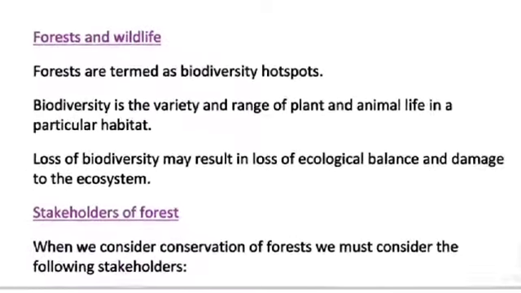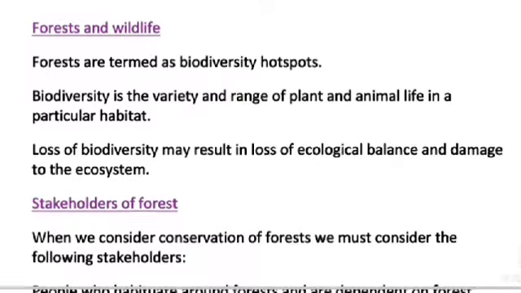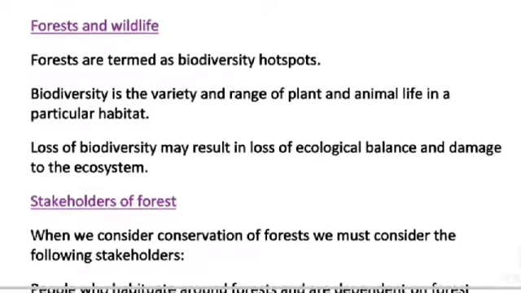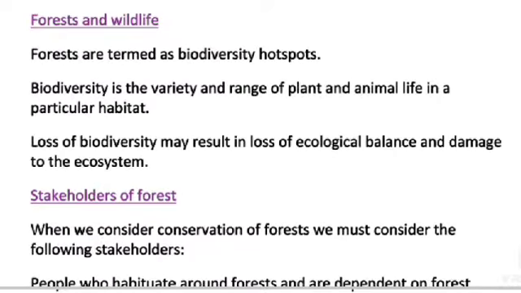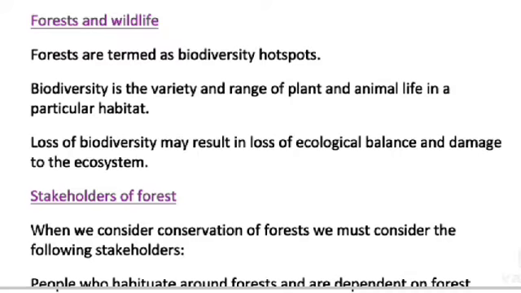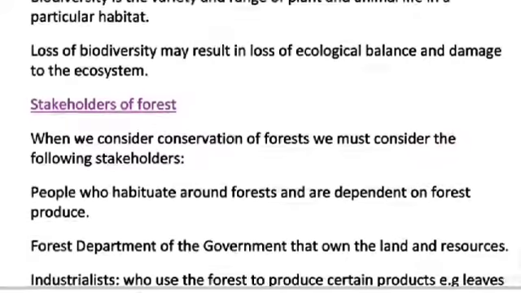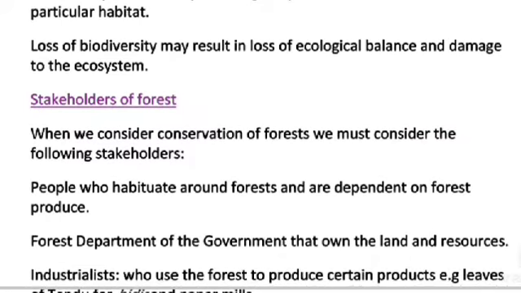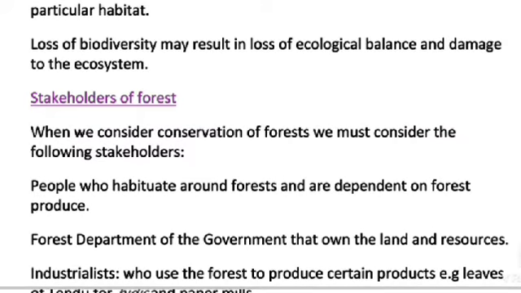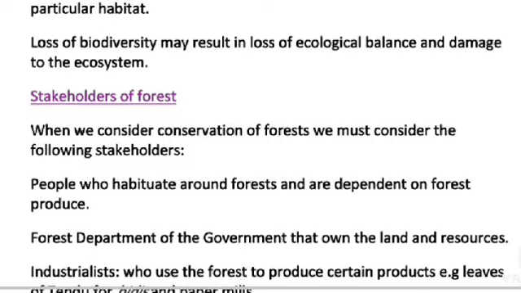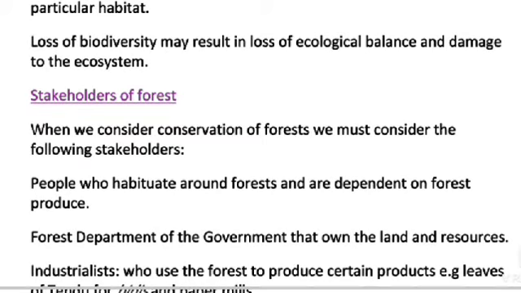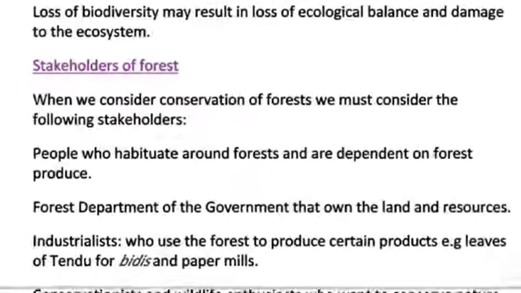Forest and wildlife. Forests are termed as biodiversity hotspots. Biodiversity is the variety and range of plant and animal life in a particular habitat. Loss of biodiversity may result in loss of ecological balance and damage to the ecosystem.